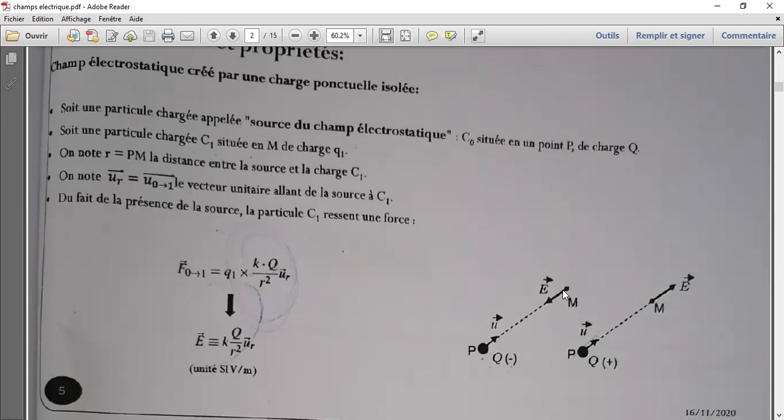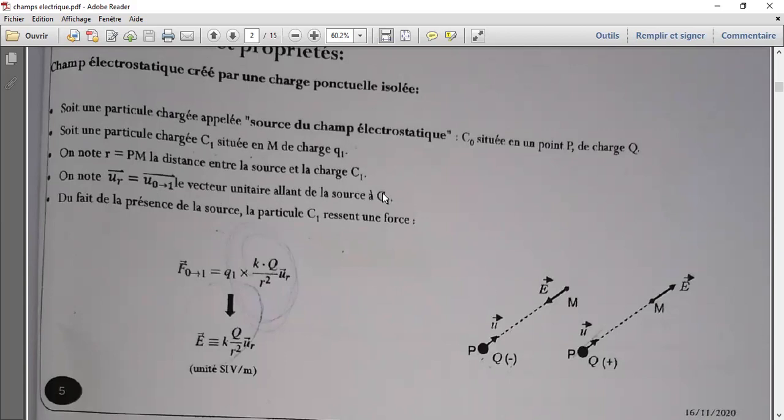P to M, because they have specified for you that your vector is 0 to 1, le vecteur unitaire à l'aire de la source à C1. So they're saying it's moving from a source to C1.